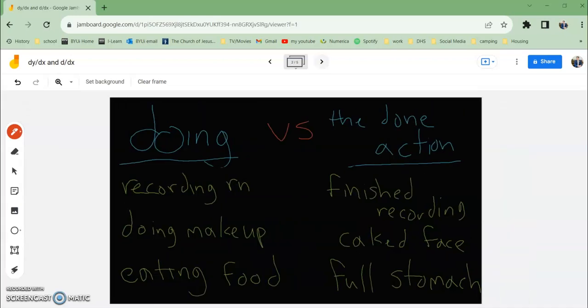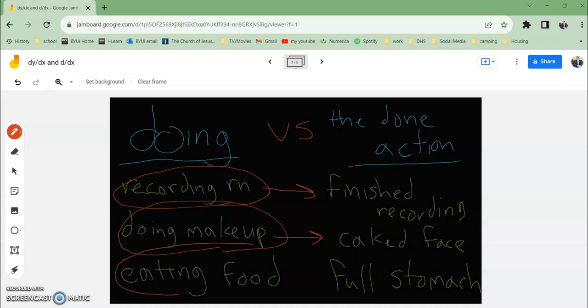So let's start. We really have to understand the difference between something that you are doing versus the action or the done action, so something you've already done. Here's an example. Right now I am recording. The finished product will be a finished recording. So because I'm recording right now, it will bring a recording. Same thing with doing makeup. When you do makeup, you end up getting a caked face. Haha, just kidding. When you're eating food, hopefully you'll get a full stomach.